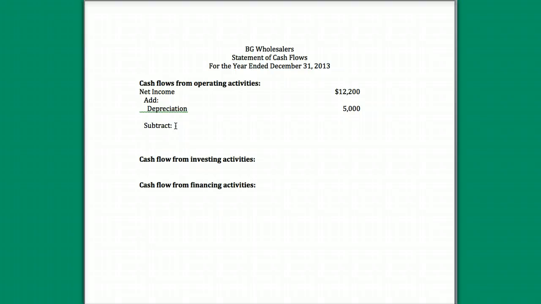And let's see, I probably should do that like that. There we go. That's better. So then the things we're going to subtract from our operating activities is going to be accounts receivable. And we said accounts receivable is a use. Now, accounts receivable did increase. It went up $4,000. Okay?